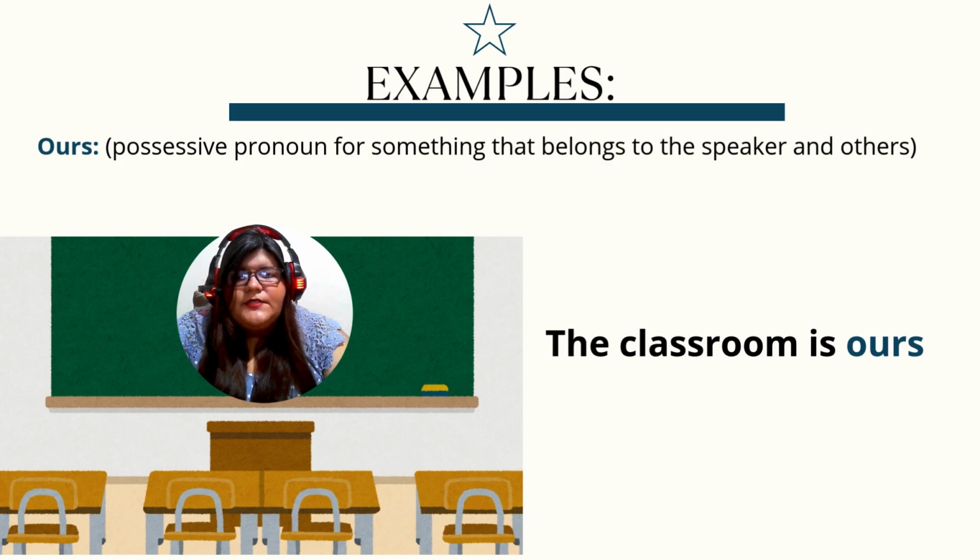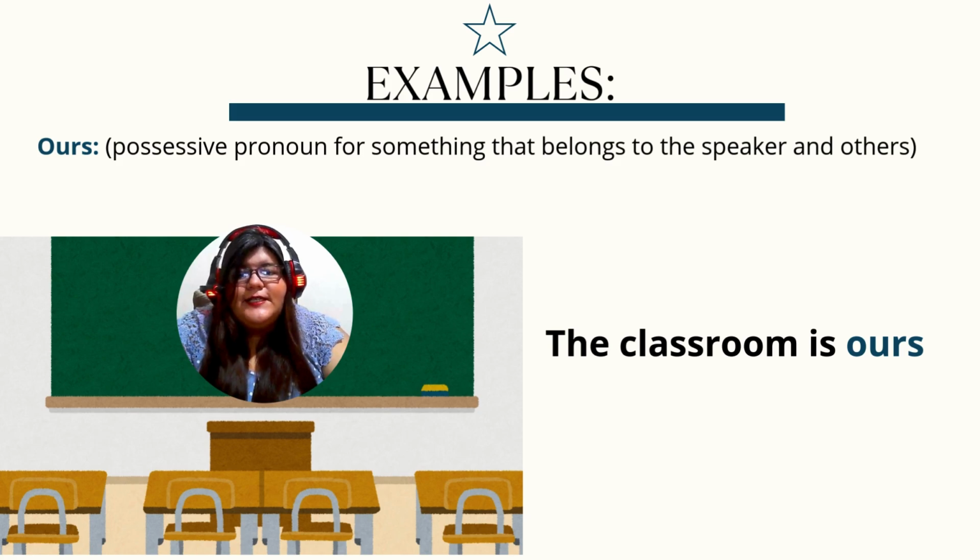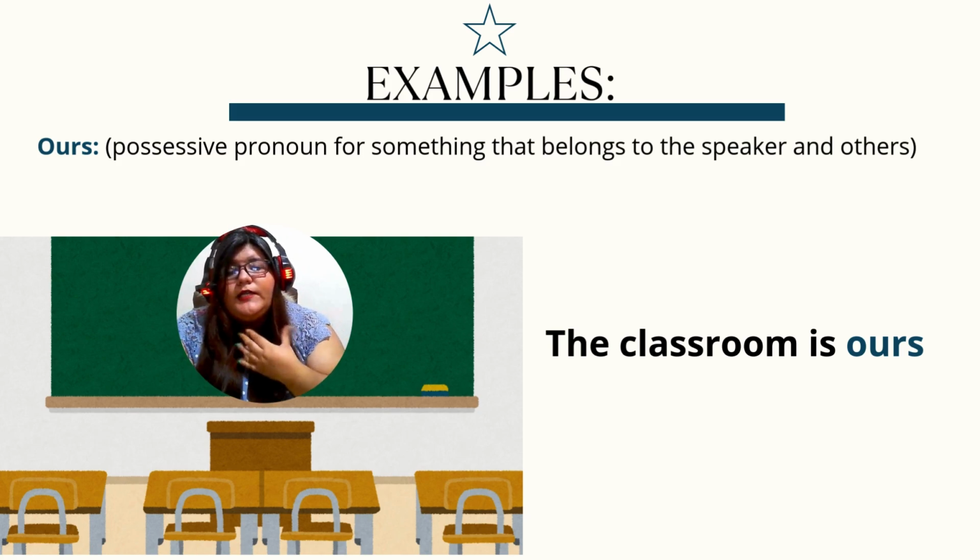Then we have the possessive pronoun ours. Ours is a possessive pronoun for something that belongs to the speaker and others. It doesn't mean that it belongs only to me, but also to you. That is ours. For example, the classroom is ours. Why? Because we share it. I give the classes and you receive it. So the classroom is ours. From me to you. It belongs to us, right? And we will say the classroom is ours.